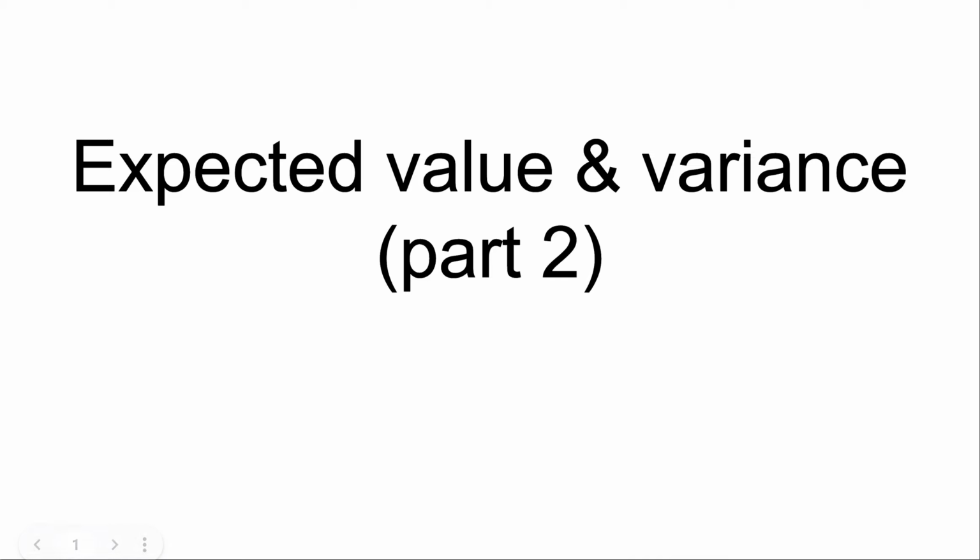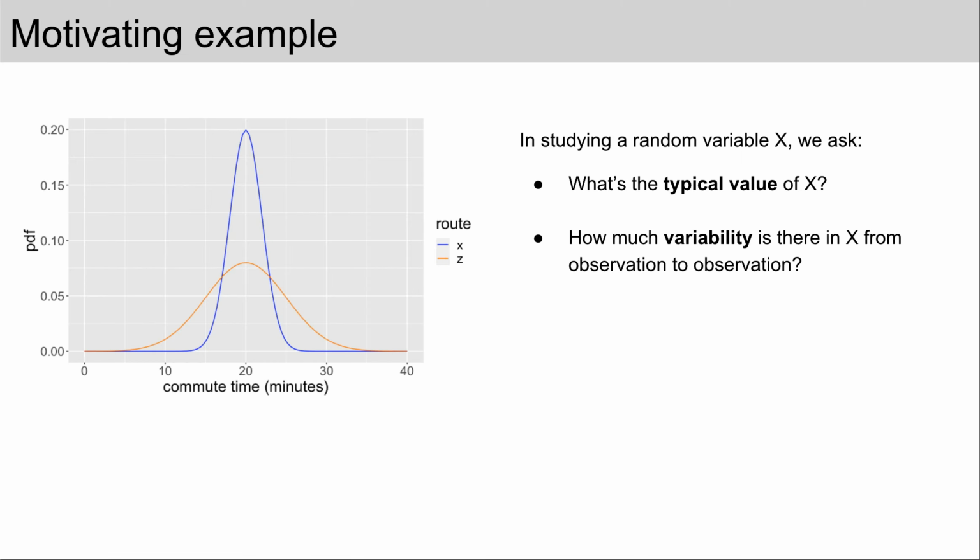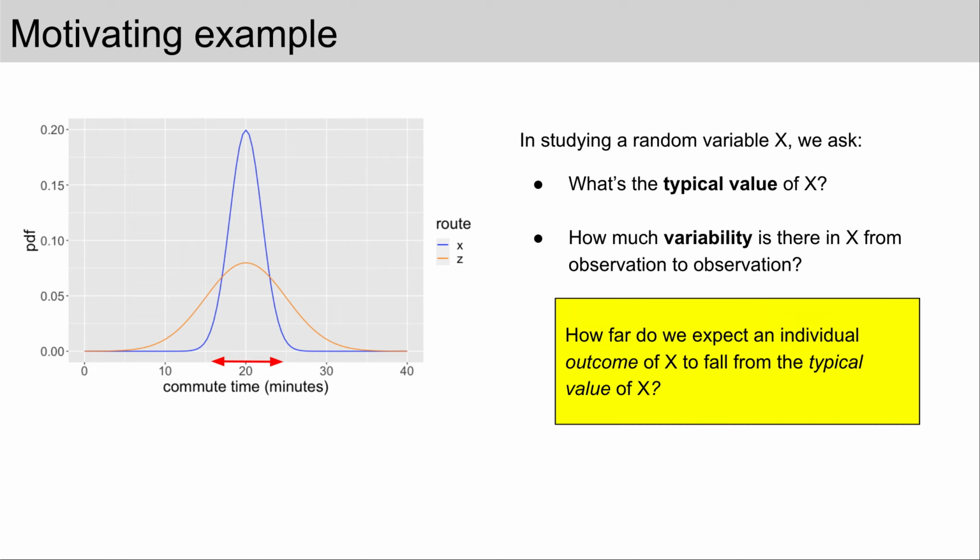This is the second part of our two-part series on expected value and variance. Recall that in studying a random variable x, it's important to ask not only what's the typical value of x, but how much variability is there in x from observation to observation. In visualizing and measuring variability, what we're precisely interested in is how far individual outcomes of x tend to be from the typical value of x.